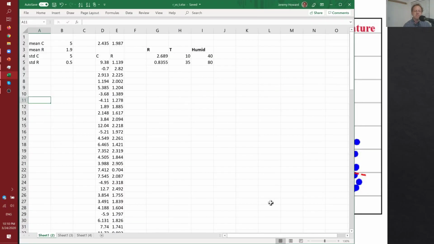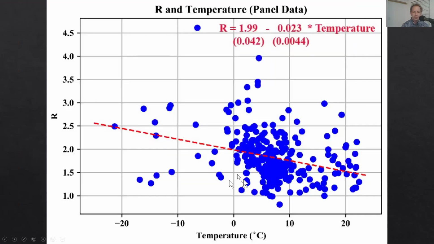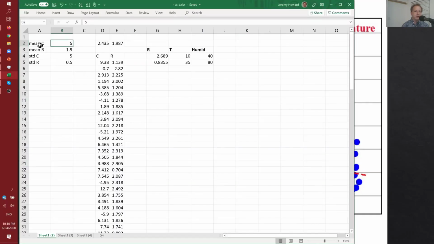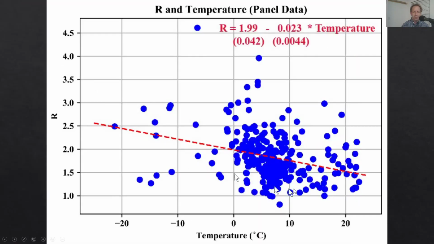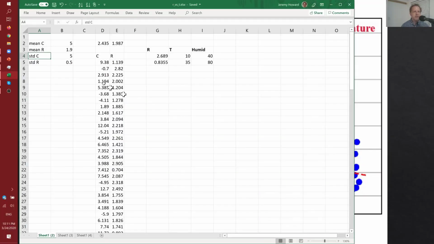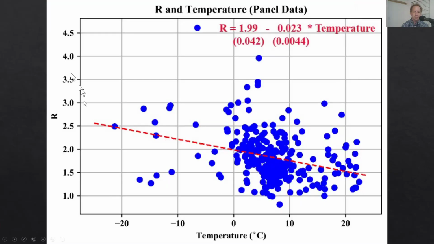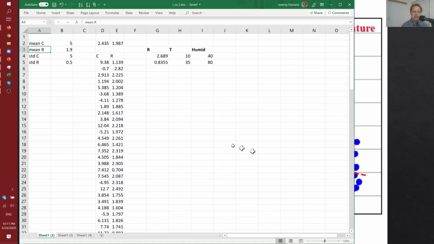So here is a spreadsheet where I eyeballed this data and guessed what the mean degrees centigrade is. I think it's about 5. And the standard deviation of centigrade, I think it's probably about 5 as well. And then I did the same thing for R. I think the mean R looks like about 1.9 to me, and the standard deviation of R is probably about 0.5.